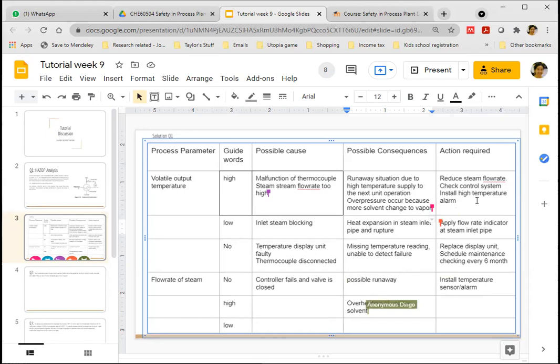Good. So actions required. First, of course, you have to check on your control system to see what happened and to reduce your steam flow rate. Okay. Install high temperature alarm. That's a good one. Any other suggestions?